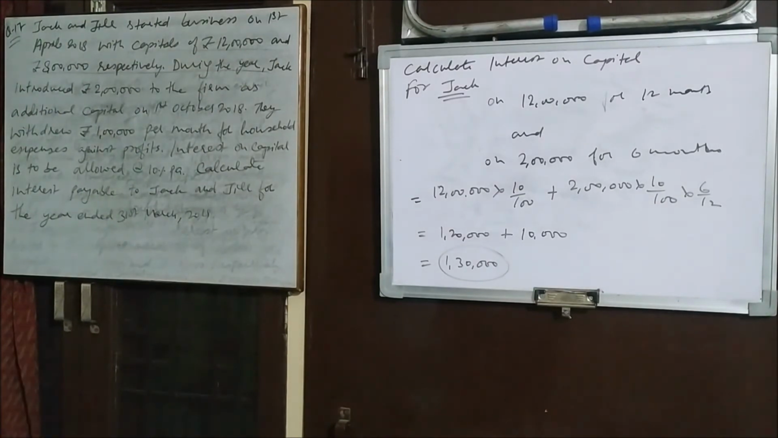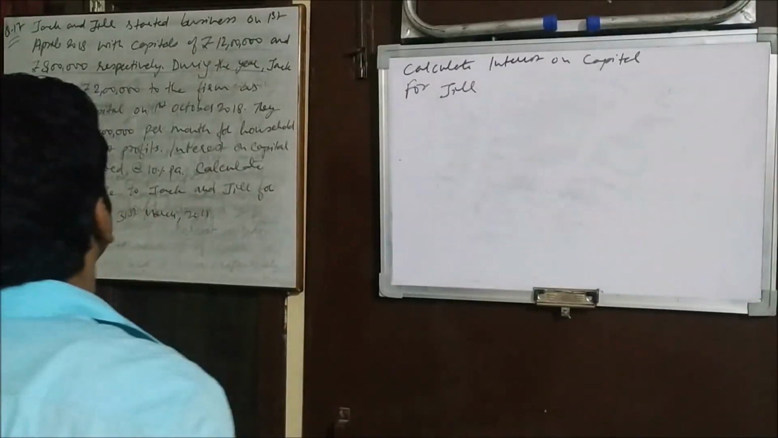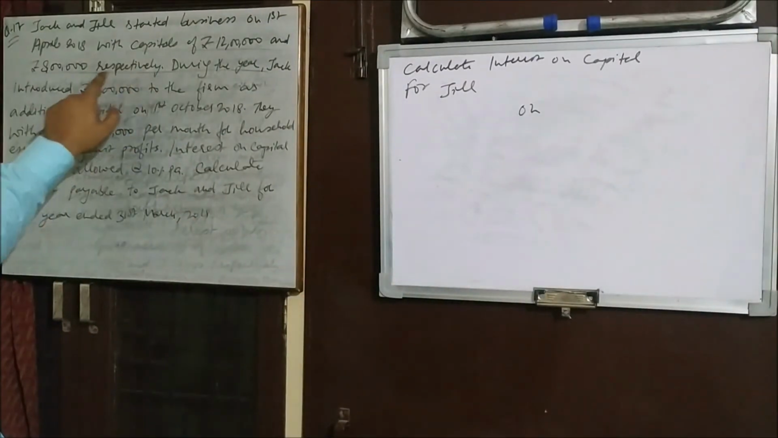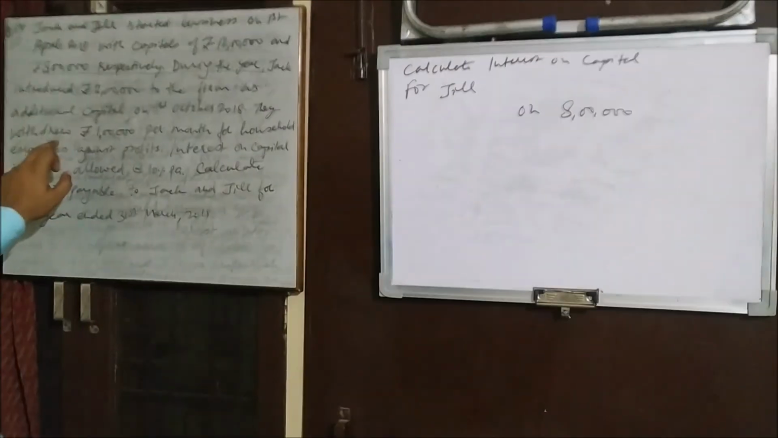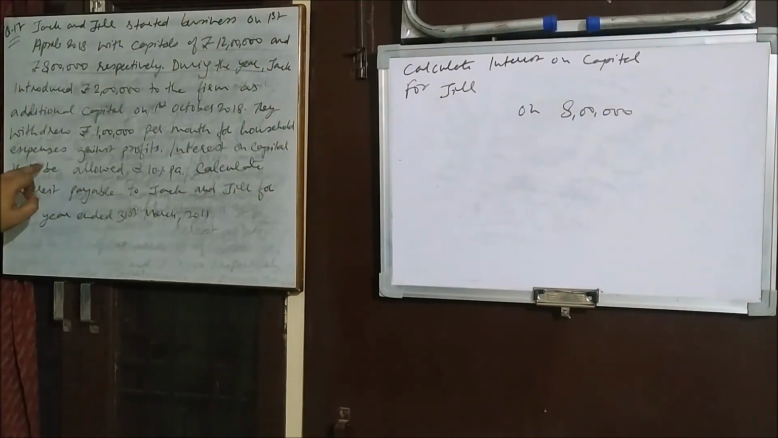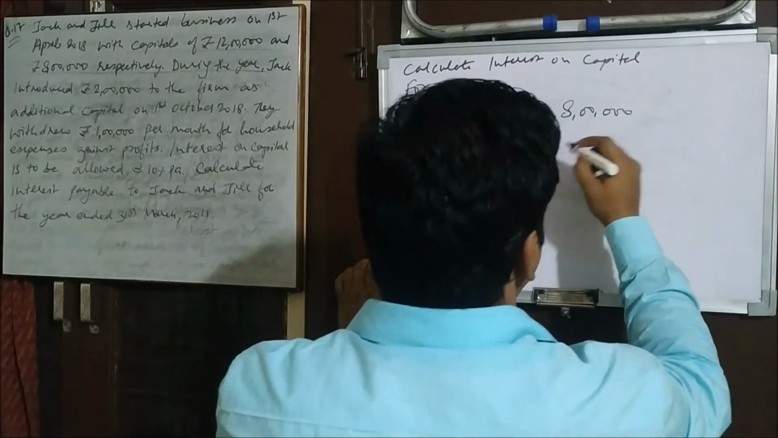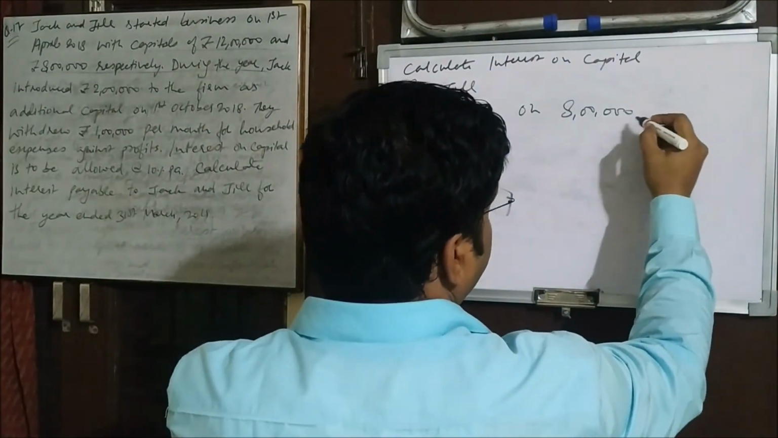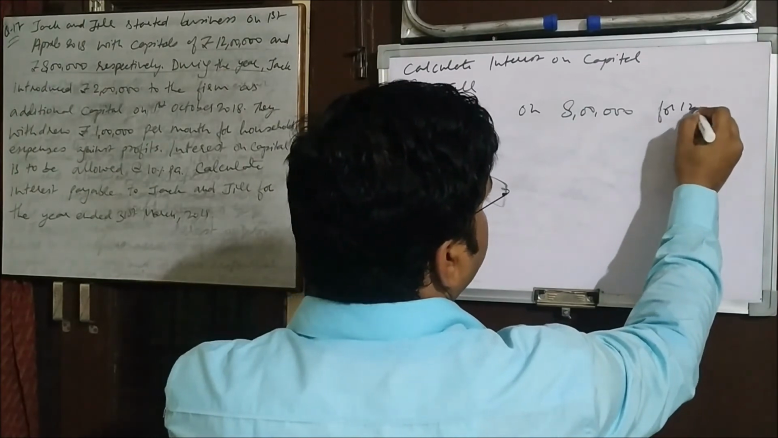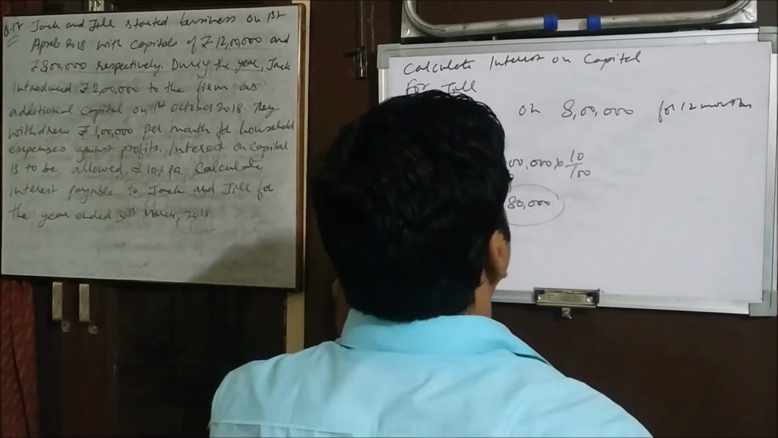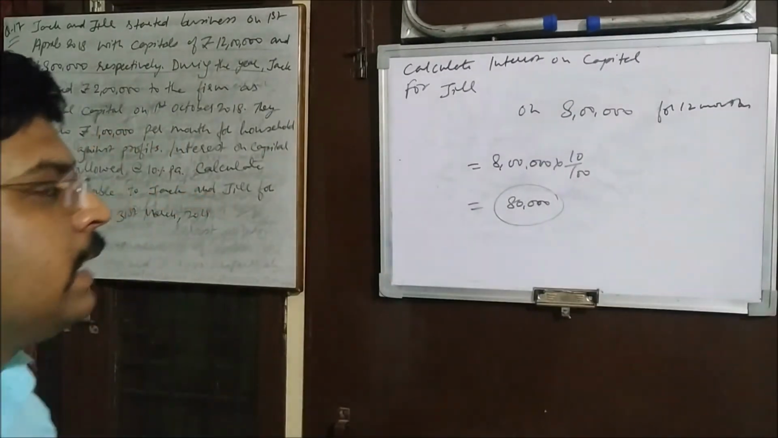Now let's calculate that. So that is the interest on capital that will be paid to Jack. All right. Now let's calculate interest on capital for Jill. So Jill had how much capital in the beginning? 8 lakh. Did Jill introduce any capital? No. They withdrew, but that is against the profit, so it is not going to affect here. So Jill's capital remained in the business for 12 months. So let's calculate that. So interest on capital for Jill is 80,000.